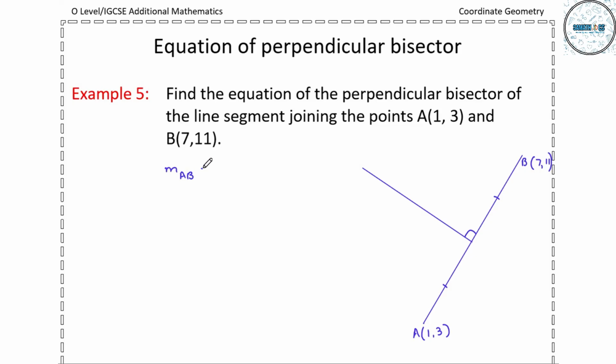Gradient of AB is equal to 11 minus 3 upon 7 minus 1, which is equal to 8 upon 6, which is equal to 4 upon 3. Gradient of this perpendicular line is minus 3 upon 4. Now we have to take out midpoint.